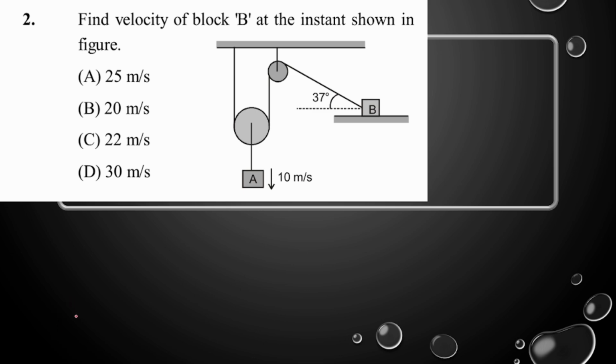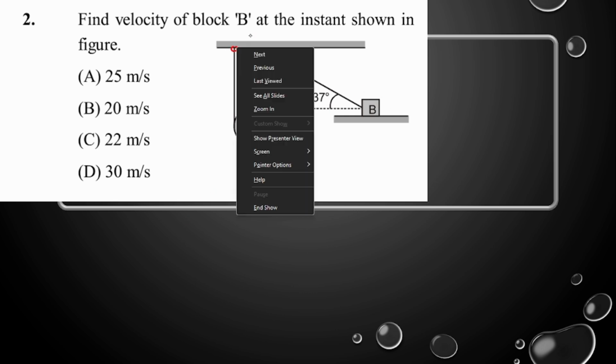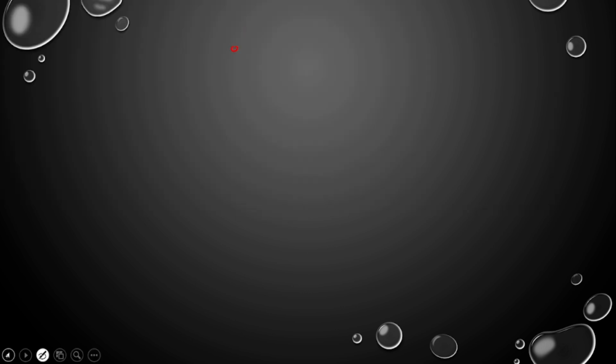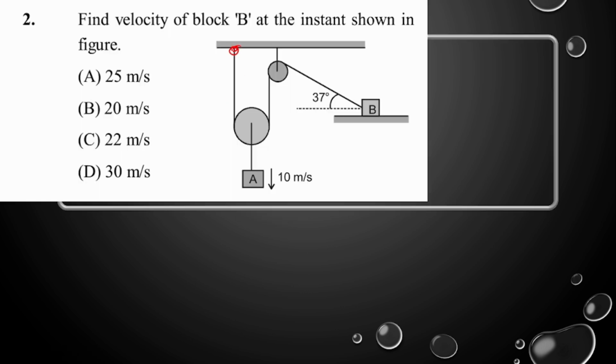Then the next question is: again, find the velocity of block P at the instant shown in the figure. So again, indicating all the points of the string. Point number 1, 2.